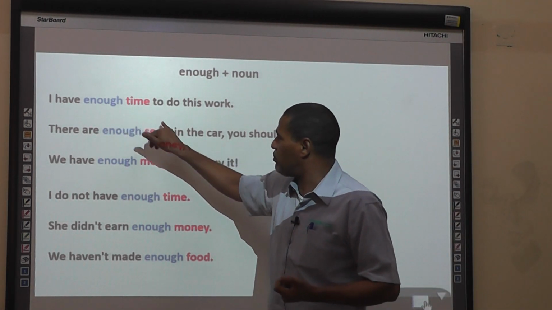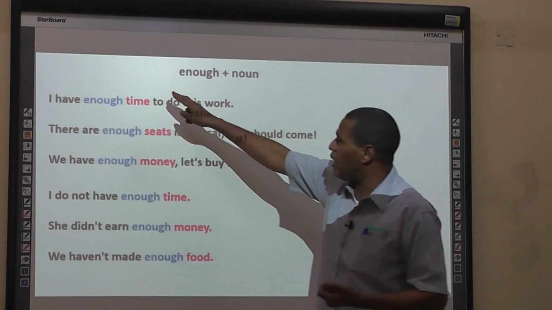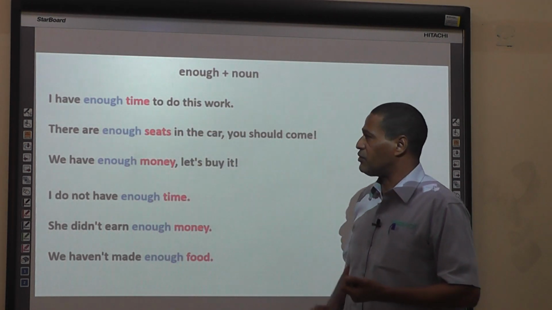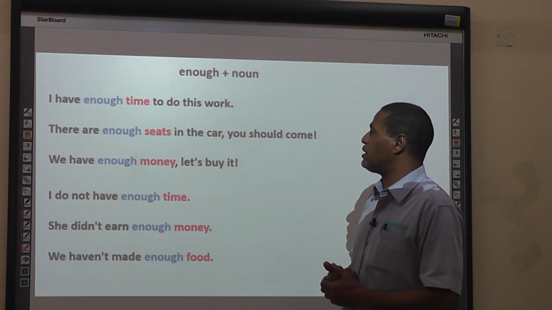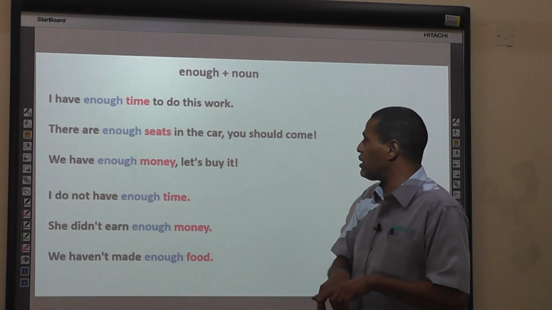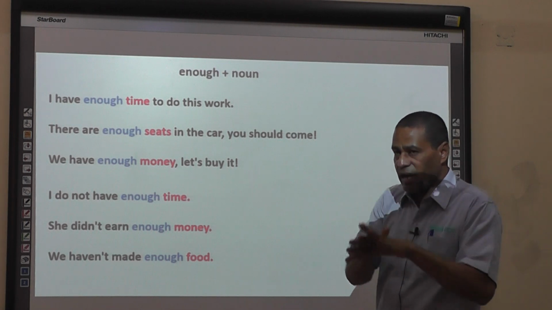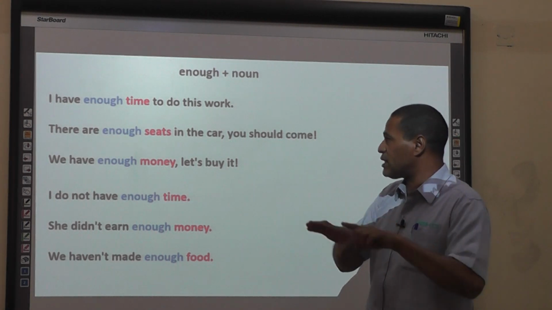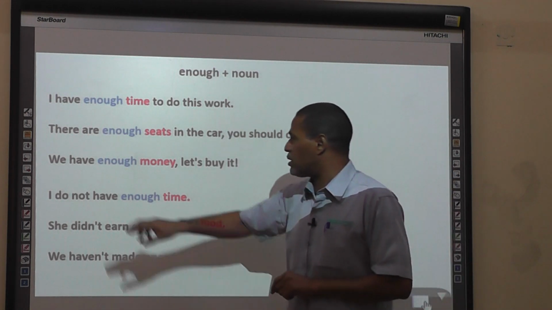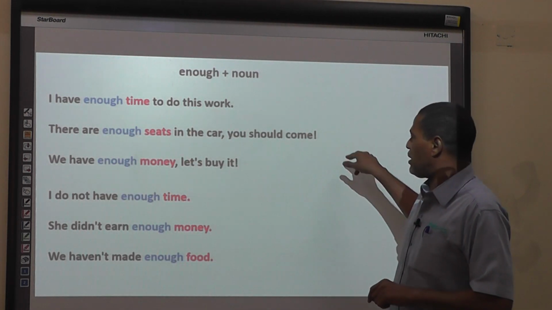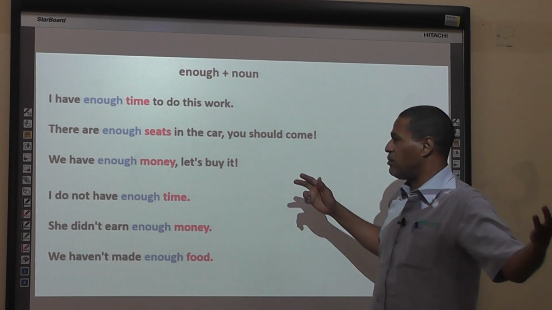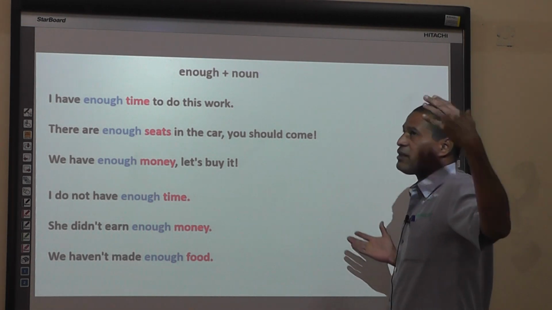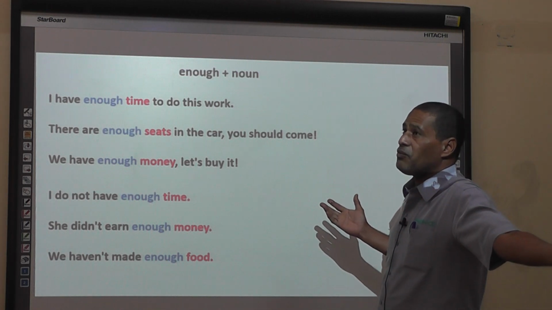If you look at the words in red, they are nouns. Before them, we use enough. So I have enough time to do this work. If this work needs 5 hours, I have 5 hours to do it, just the time I need. There are enough seats in the car. You should come. So maybe we are 3 in the car and another one is outside thinking that there is no room for him in the car.